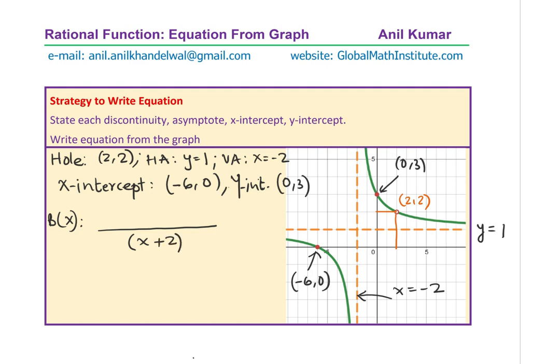We have a hole at 2, 2. That means there is a common factor which cancels, which is x minus 2 and x minus 2. Does it make sense?